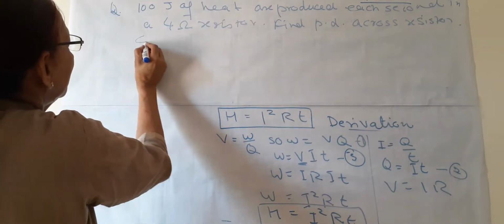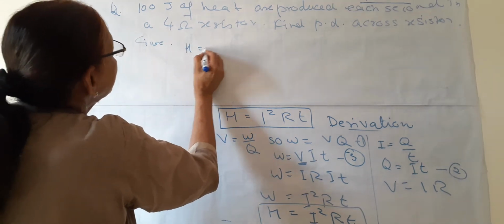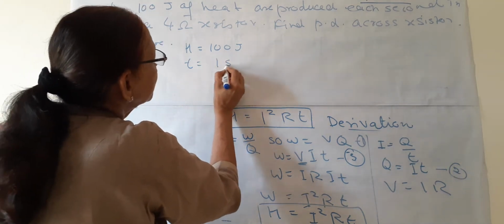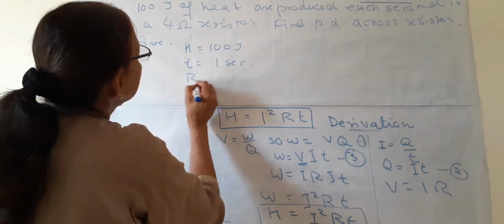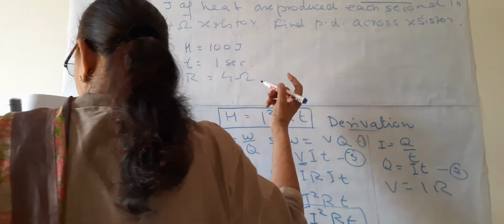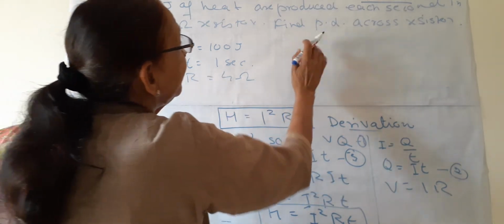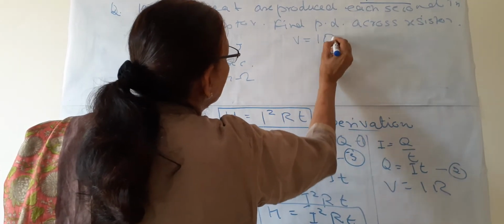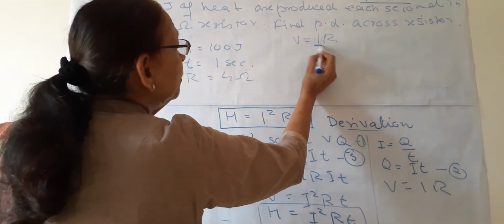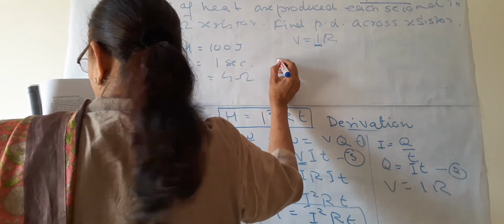So first we will write what is given. Given is heat, it is 100 joule. Time is given, it is 1 second. Resistance is given, it is 4 ohm. We have to find V. So first of all, for finding V, we have to use the formula V is equal to I into R. But we don't know what I is. So by these three things, we can calculate I.